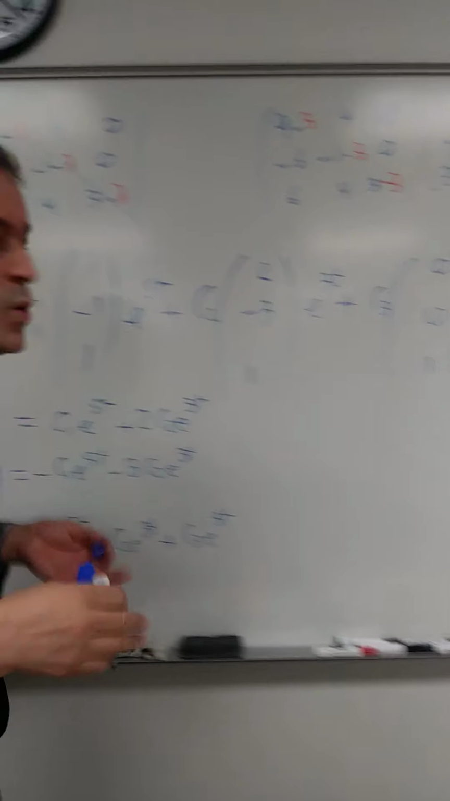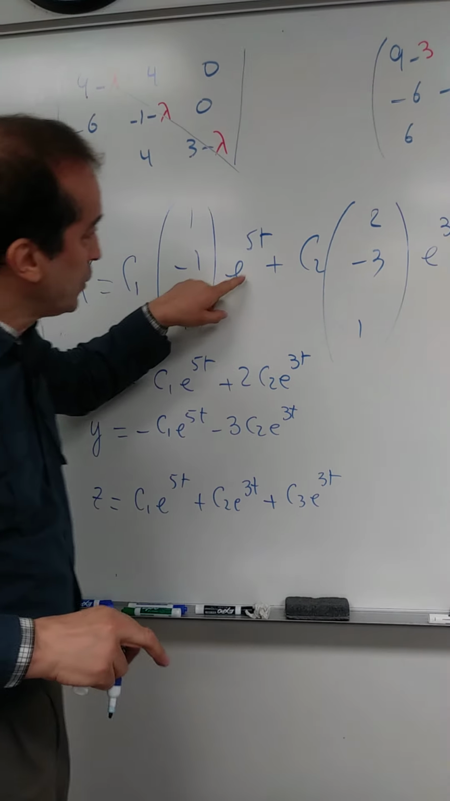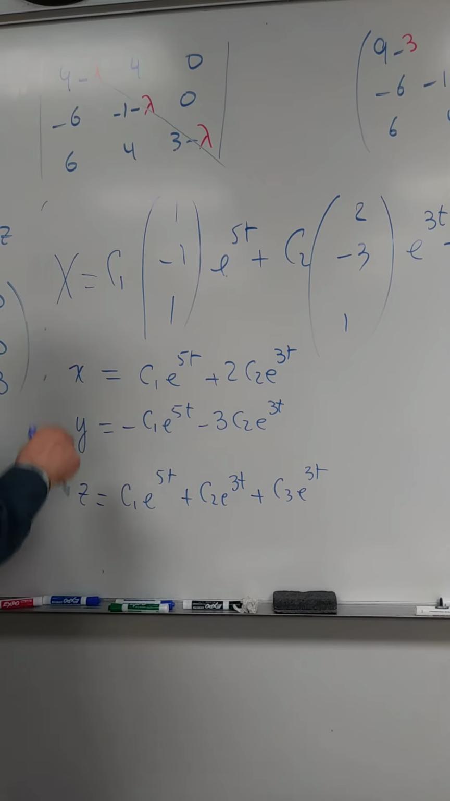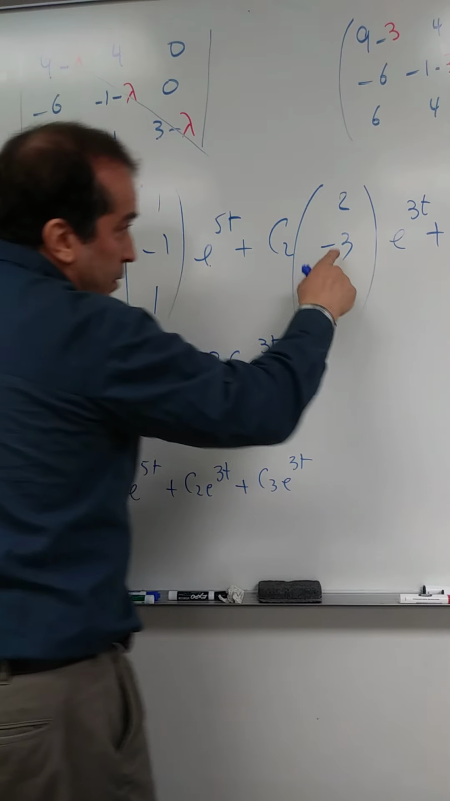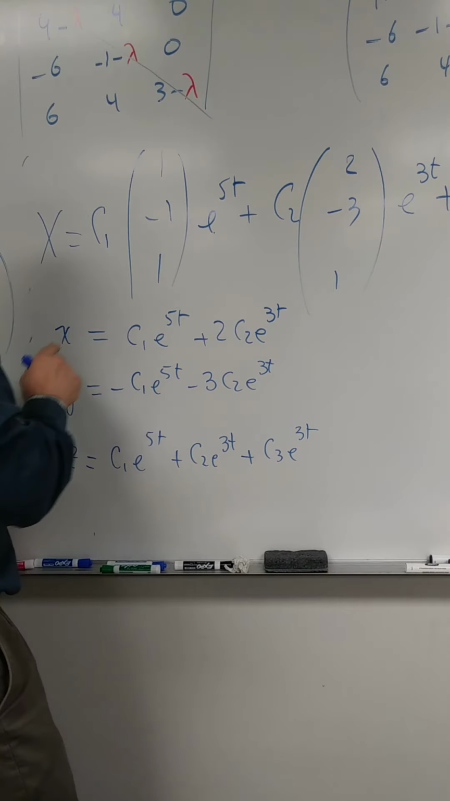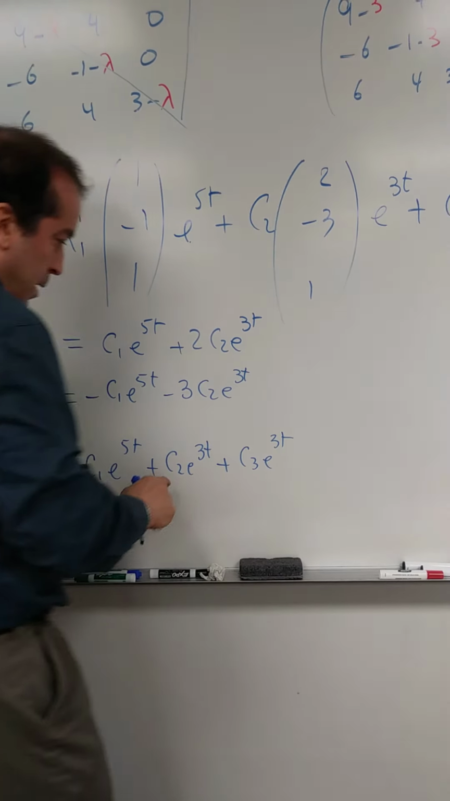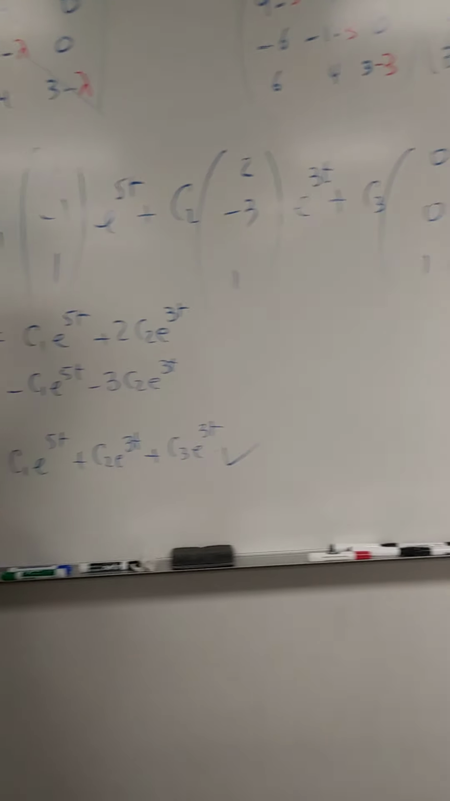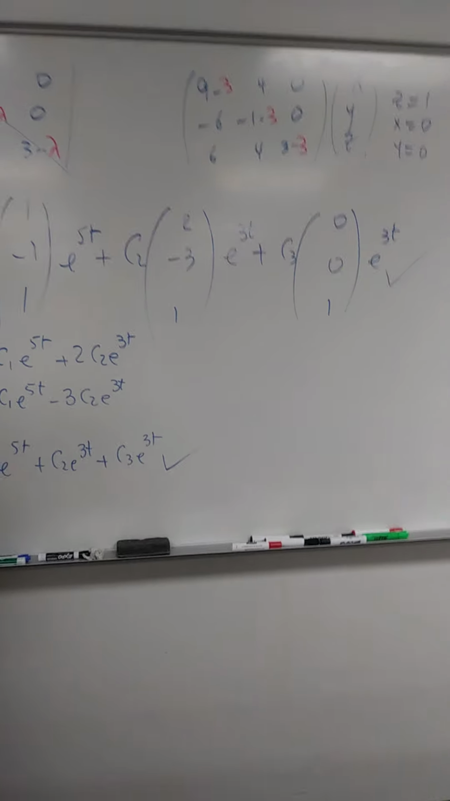Or, if you wish to separate x, y, and z, then small x is C1 e to the 5t plus 2C2 e to the 3t. Here it is. Small y is minus C1 e to the 5t minus 3C2 e to the 3t plus 0. And then small z is C1 e to the 5t plus C2 e to the 3t plus C3 e to the 3t. You can write the solution like this or like this. And this completes the repeated eigenvalues lecture.